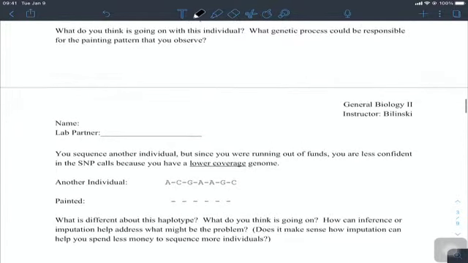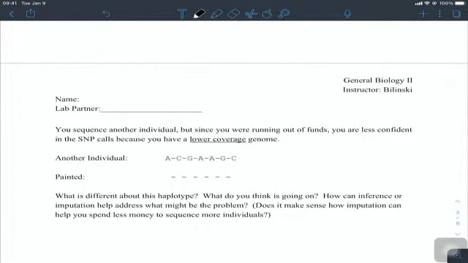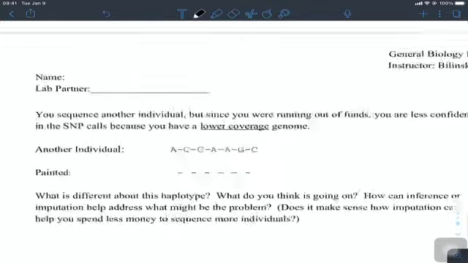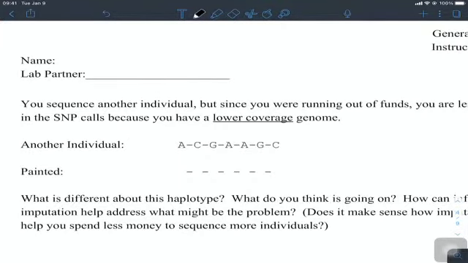So next up, we'll paint a lower coverage genome, meaning that we don't have as much certainty in our SNP calls. So we're not as certain about any individual marker, but we can hopefully use imputation to help us correct any mistakes that we might find in our original sequencing. So let's go ahead and paint this individual.